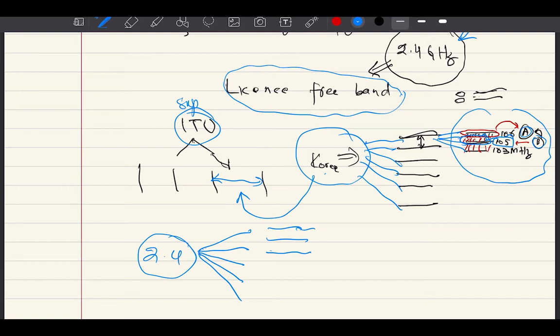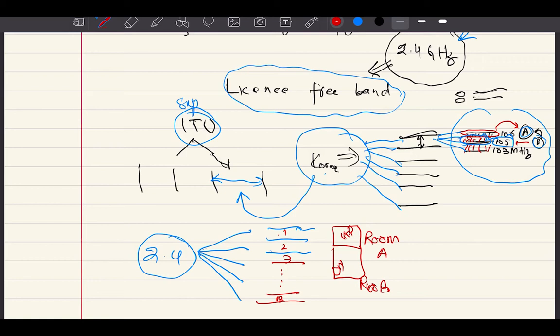Now there is another answer for this. The whole 2.4 gigahertz spectrum has been divided into subbands or subchannels. We call them channels, and there are almost 13 channels there, for example 1, 2, 3, and up to 13. So, for example, there is a room A which has a Wi-Fi device, and then there is another room, room B, which also has a Wi-Fi device, and it is also using this 2.4 gigahertz.